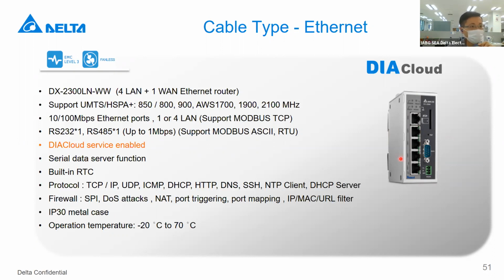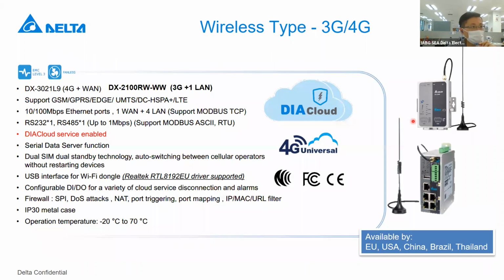So this is the first type, and actually I recommend this type because sometimes if you buy the 3G and 4G type, maybe the signal is not good, especially if the site is very far away from downtown. But this one is very stable, and also the cost is lower, you don't need to pay for a SIM card. Another one I mentioned is the wireless type, 3G and 4G. Right now we support both types.